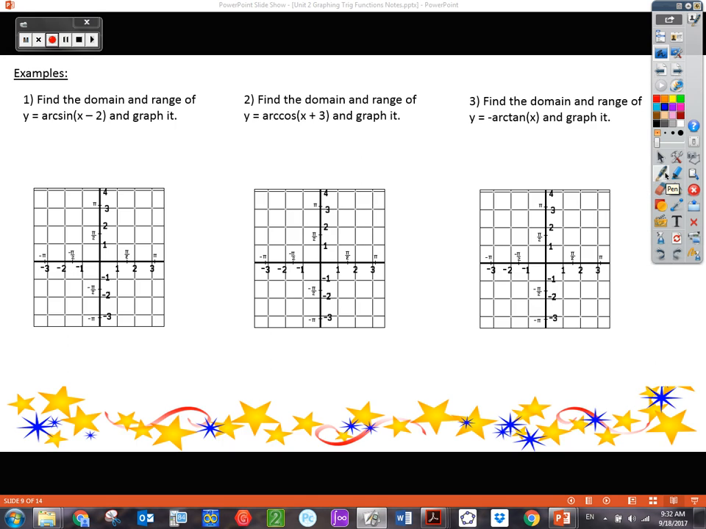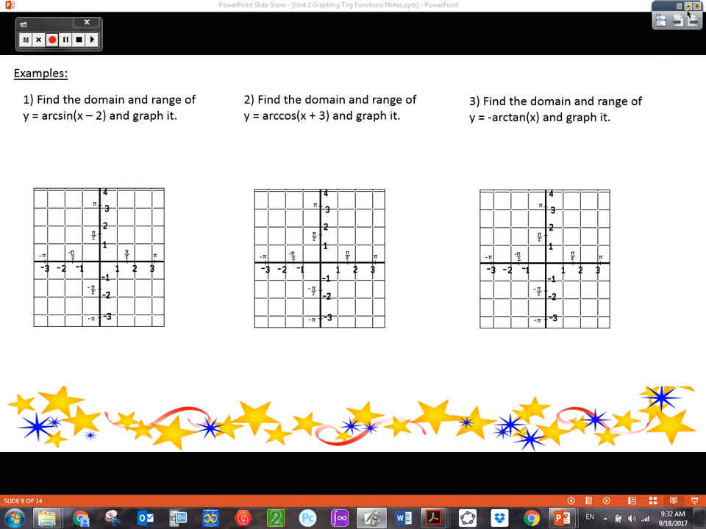Now, whether this is comforting or not, I don't know, but you're only going to have to deal with 1 to 2 different transformations on these. You're not going to do 4 transformations. Okay, so that's it. 1 to 2 transformations on the arc functions, on graphing. All right, so let's take a look at the first one.